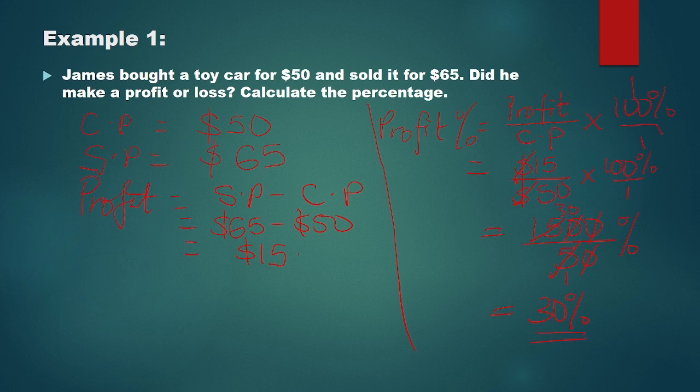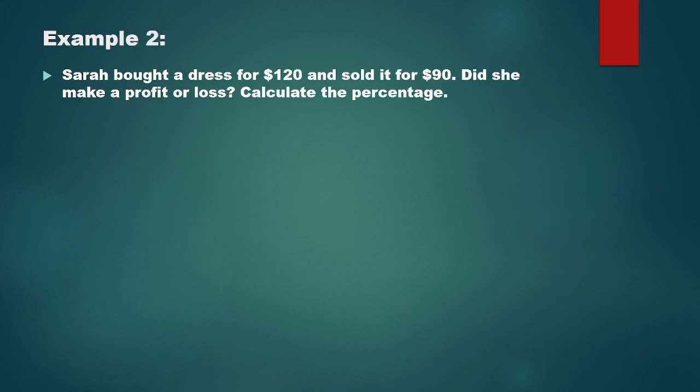Let's dive into question 2. Sarah bought a dress for $120 and sold it for $90. Did she make a profit or loss? Calculate the percentage. So firstly, I'll write out what we are given. Our cost price, which is the amount she bought the dress, is $120, and our selling price, which is the amount she sold the dress, is $90.